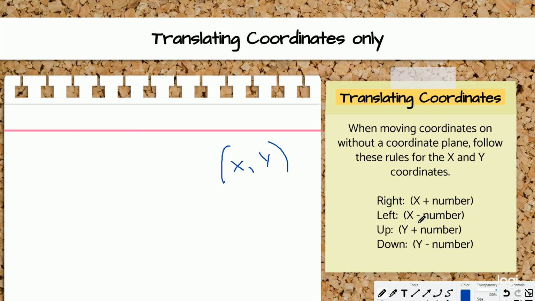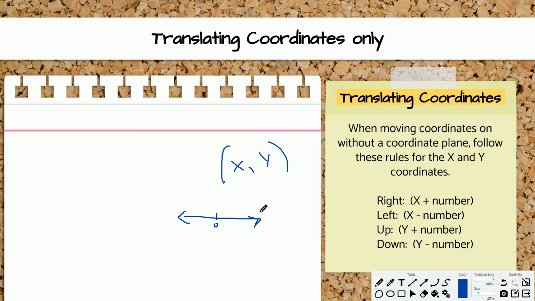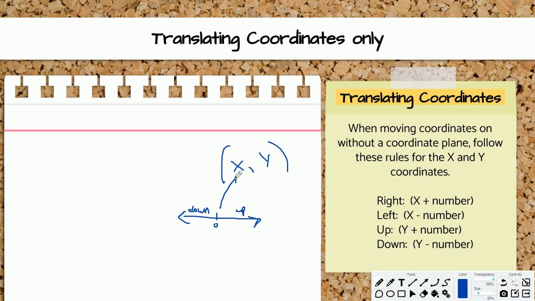If we're moving to the left, we're taking that X number and we are going to be subtracting the number. And if you think of a number line with 0 in the middle, if we're going to the right, the numbers are going up. So that would be why we're adding. And if we're going to the left, the numbers are going down, which is why we are going to be subtracting. So that goes for the X.